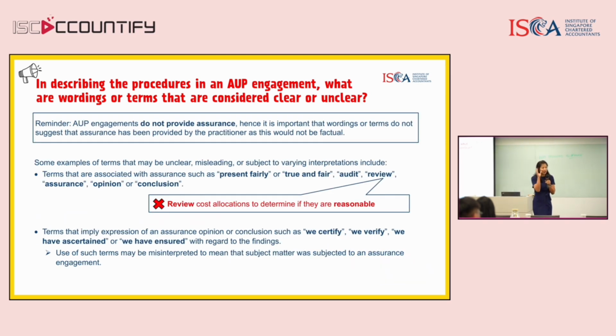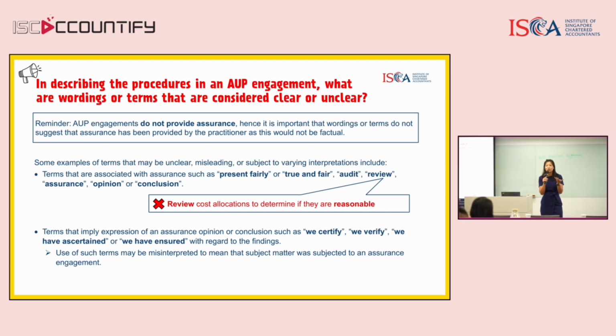The next few slides are the more tricky ones. Sometimes when we see these, the practitioner will go back and tell the grantee we cannot have all these in the AUP procedures. So let me try to explain why. The reminder here is AUP engagements do not provide assurance. So in our procedures and our report, we cannot use words or terms that suggest assurance has been provided, because this will not be factual.